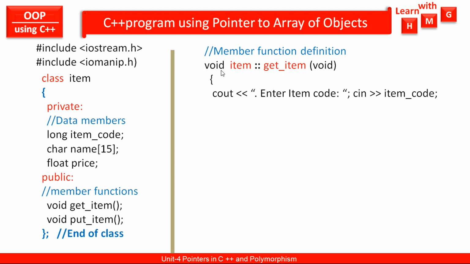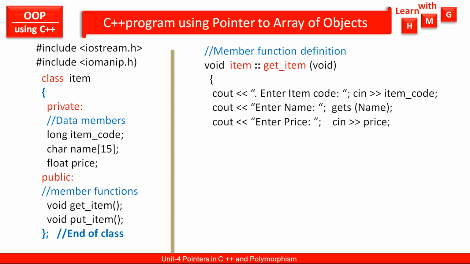So simple. 3 input operations will be there, that is cin with the extraction operator for item code, then gets for name, because the name is a string, and using the gets function I will accept the value of the name of the item, and cin for price. So like this, 3 simple input operations will be performed to accept the values of the 3 data members within the get item member function.